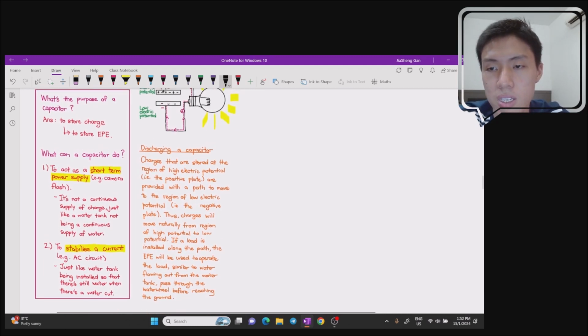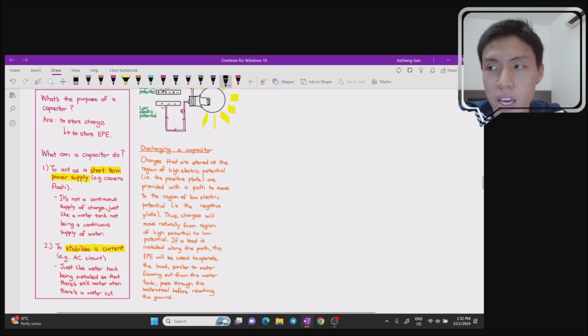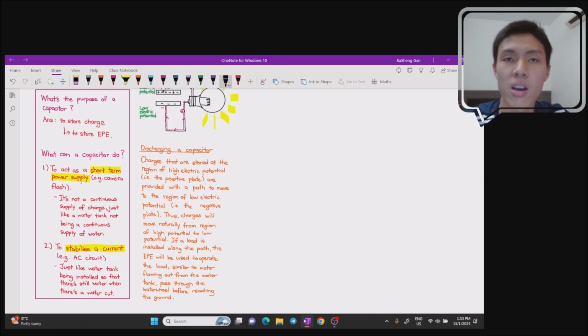So knowing that, what can a capacitor do? Well, the capacitor can act as a short-term power supply, just like a tank. You cannot draw water out from a tank continuously and infinitely. Once the water in the storage system runs out, then that's it. There's no more water inside the storage system. You have used up all the energy in the storage system.